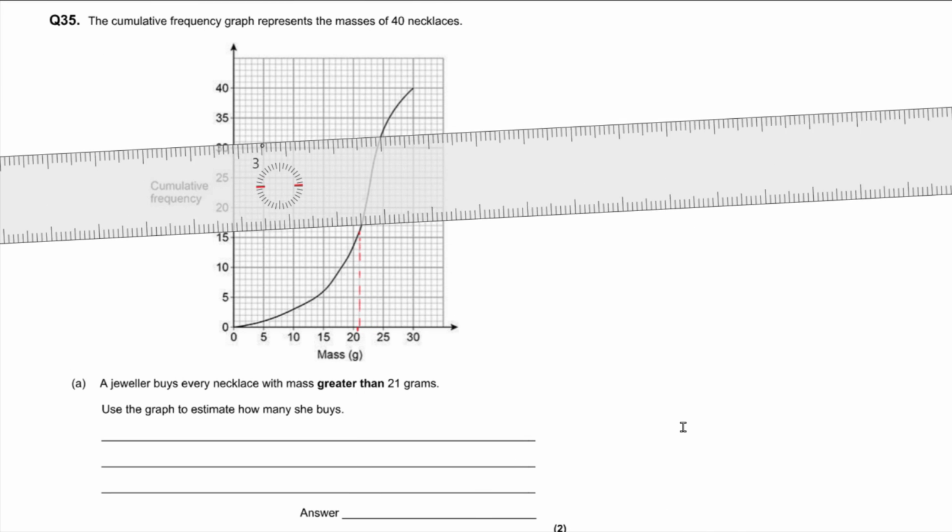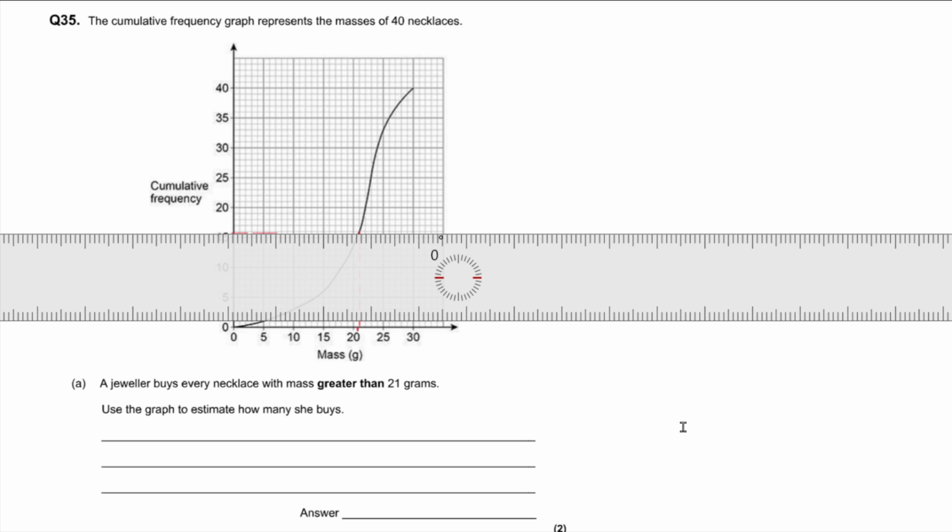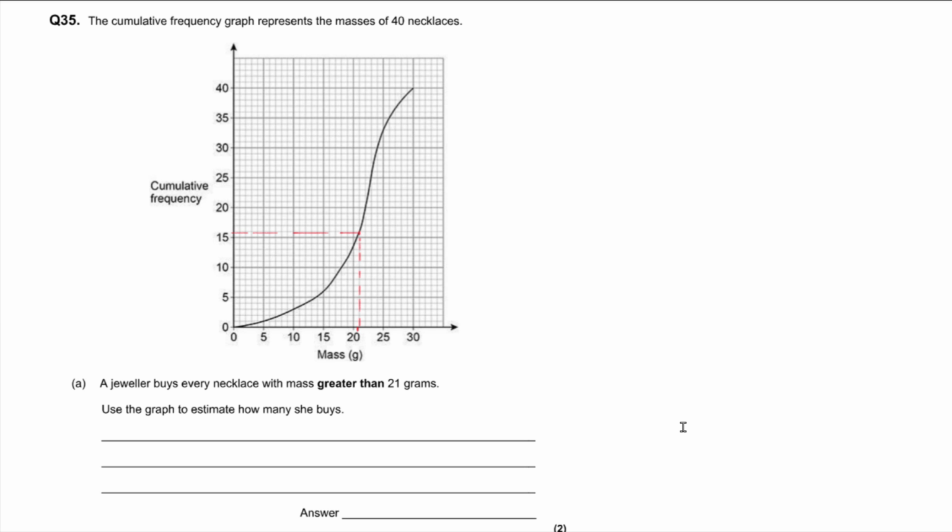Okay, and then change direction. So I make that like 1 little square above 15. Again, there are 5 units between 15 and 20 and 5 little boxes. So each one of those must be 1. So I'm reading that off as 16. Remember, what this is telling you is that there are 16 necklaces that are 21 grams or less.